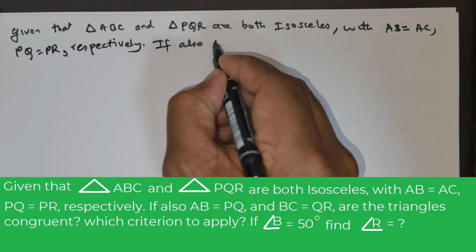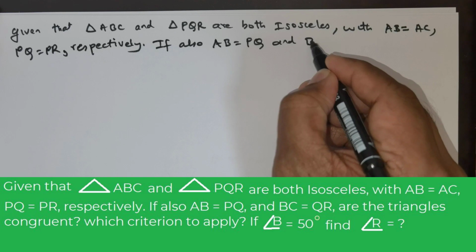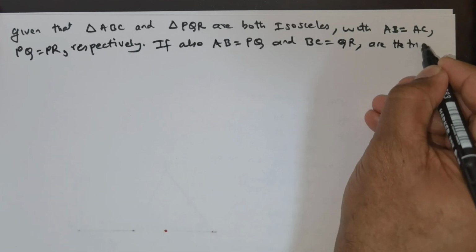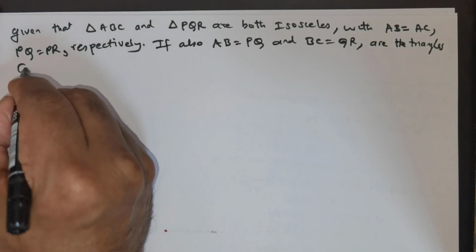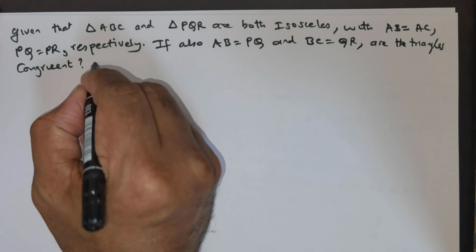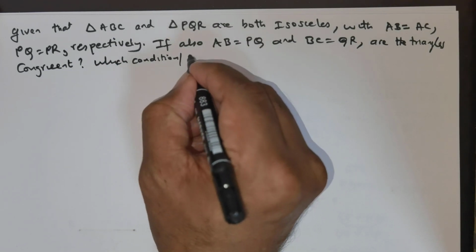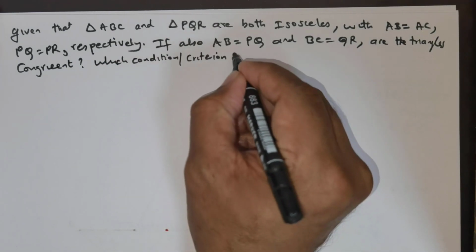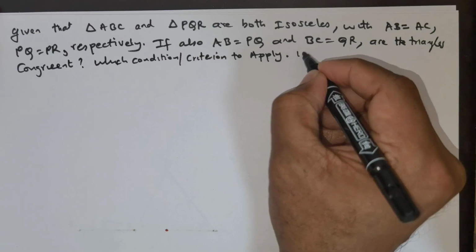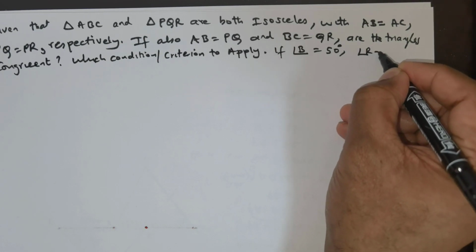If also AB is equal to PQ and BC is equal to QR, are the triangles congruent? Which condition or criterion to apply? Right, this is one part. And then if angle B is equal to say 50 degrees, we are expected to find R.